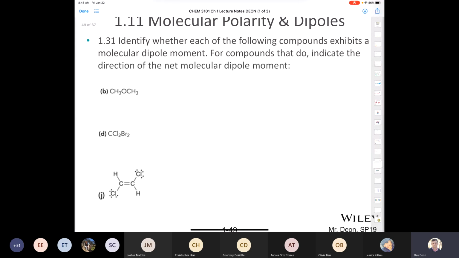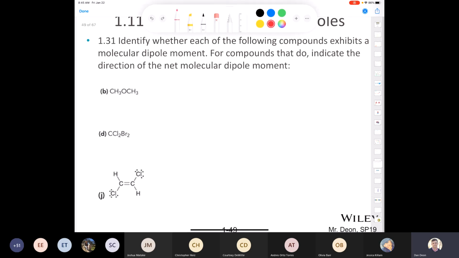All right, let's look at question 1.31. I don't think I have time to go through all of these questions, but remember that the solutions are in the solutions manual that you all have access to. I'm going to start with J, because in J they've drawn the molecular geometry for us of this molecule. This is called trans-1,2-dichloroethane. We'll worry about the nomenclature later on.